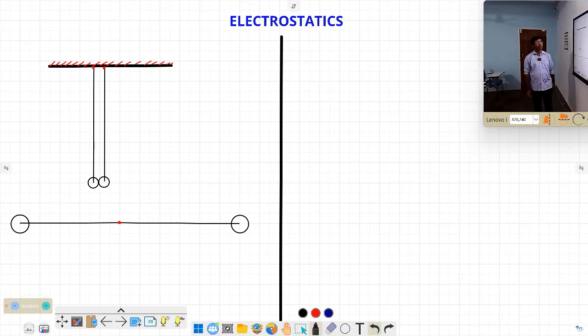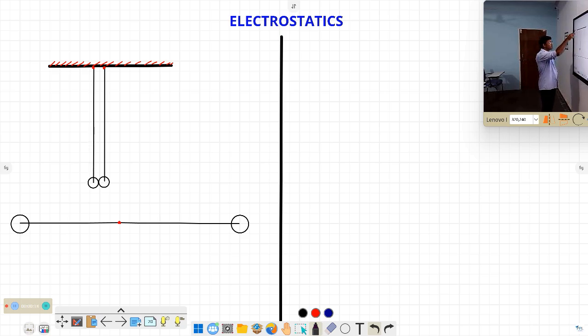Hello students, today in electrostatics we are discussing the force concept, problem based, that is mains level and some advanced level questions and problems we'll discuss. Before that, one of the concepts we are going to discuss here.